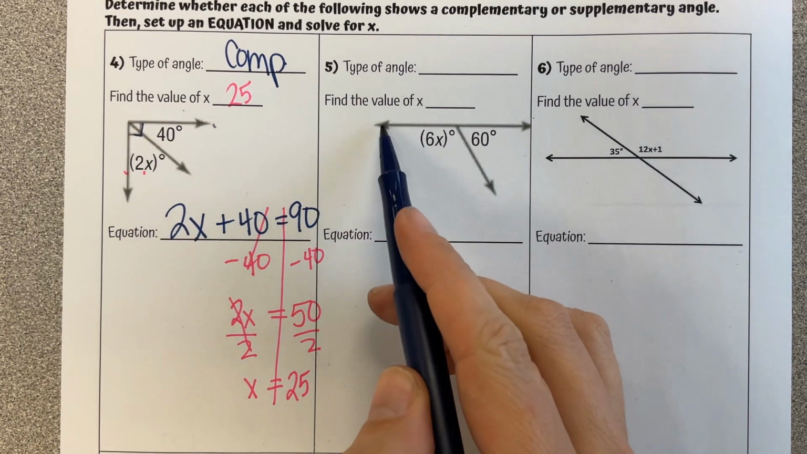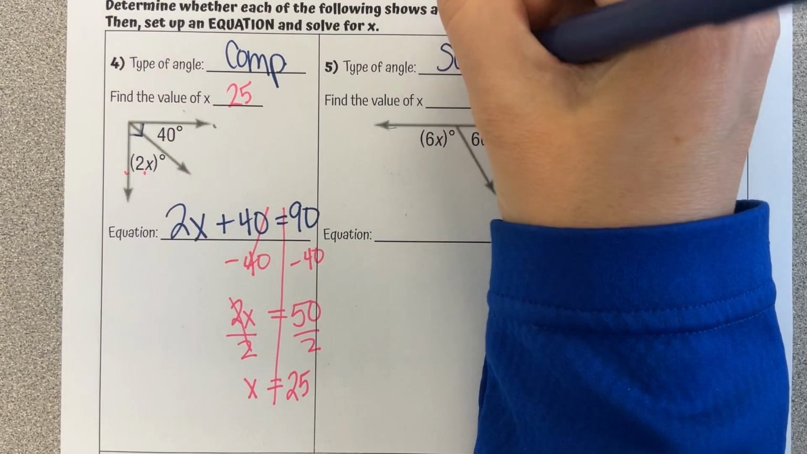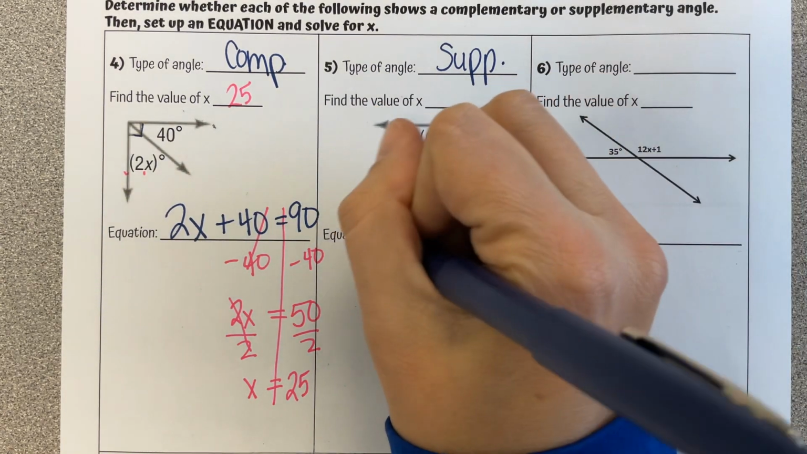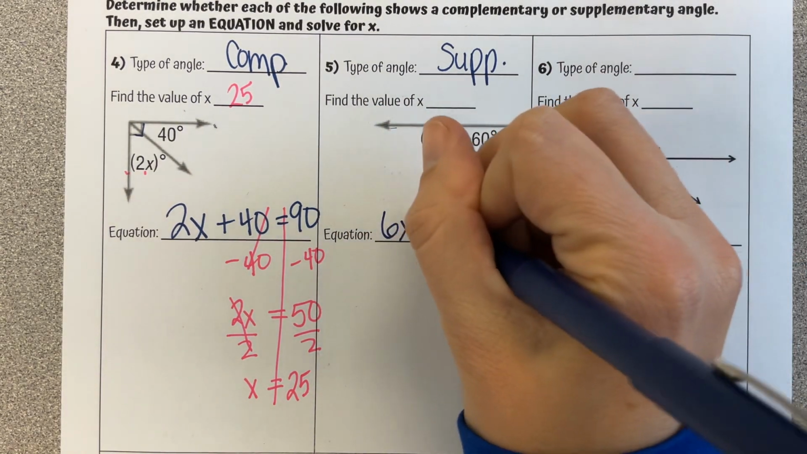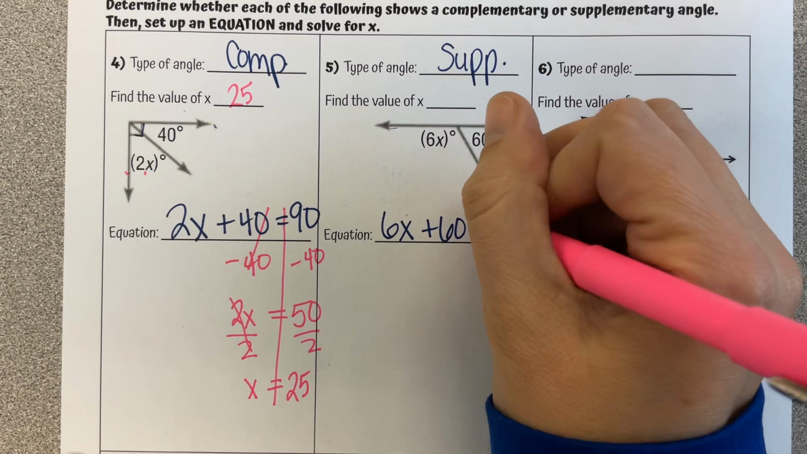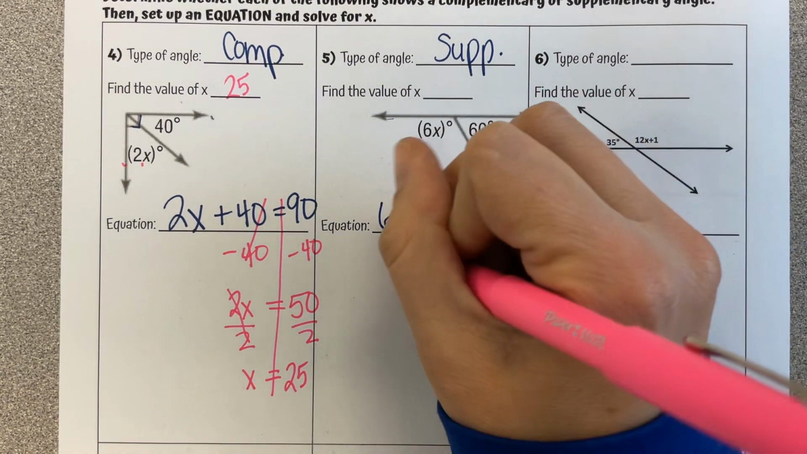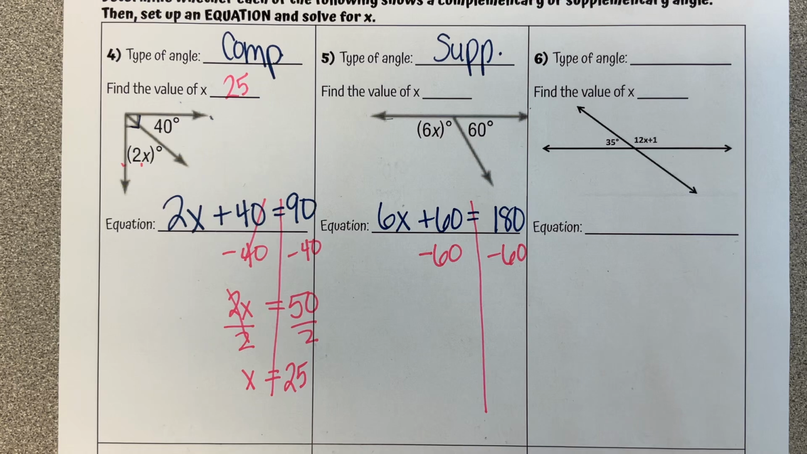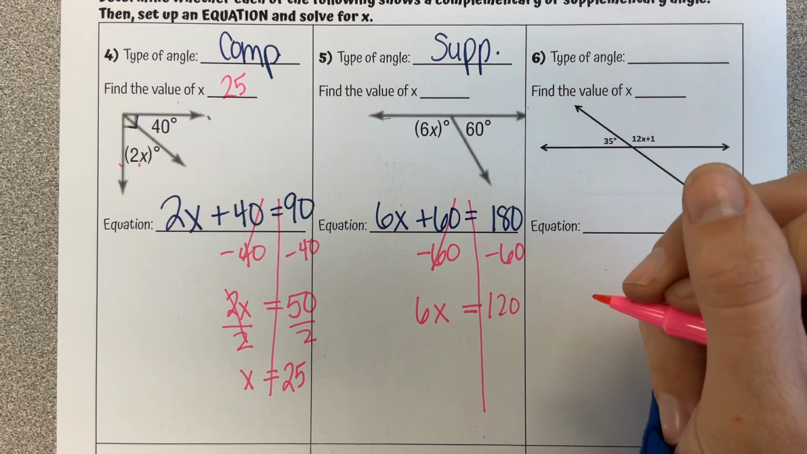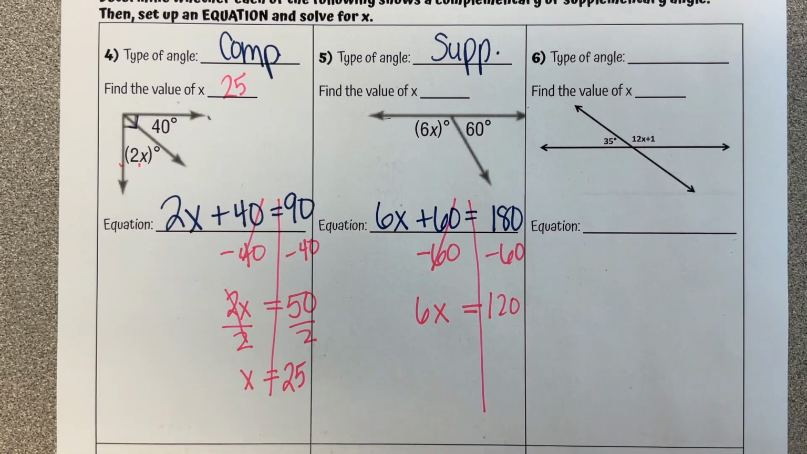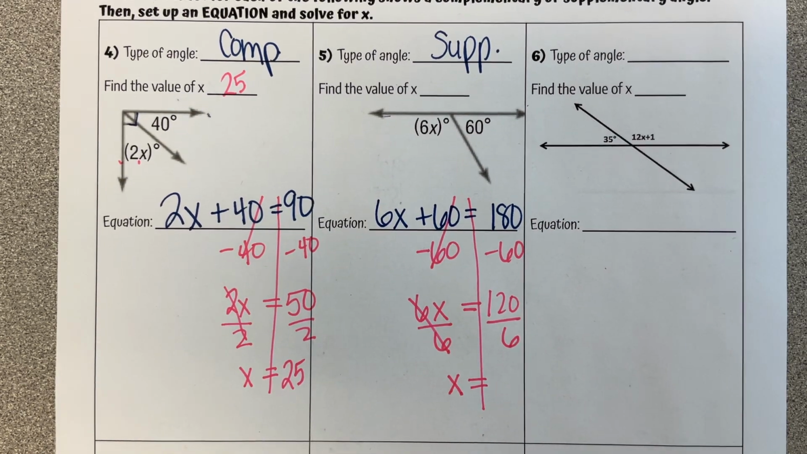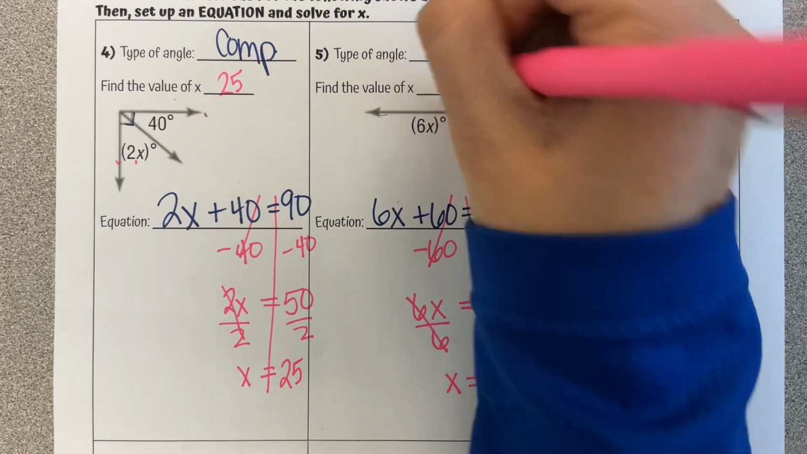Number 2, we have a straight line, which means they are supplementary and they add to 180 degrees. So I'm going to set up an equation. The first angle of 6x plus the second angle of 60 should add to 180 degrees. Now we're going to solve. Subtract 60 from both sides. We get 6x is equal to 120 degrees. X is being multiplied by 6. The opposite is to divide. 120 divided by 6 is 20.